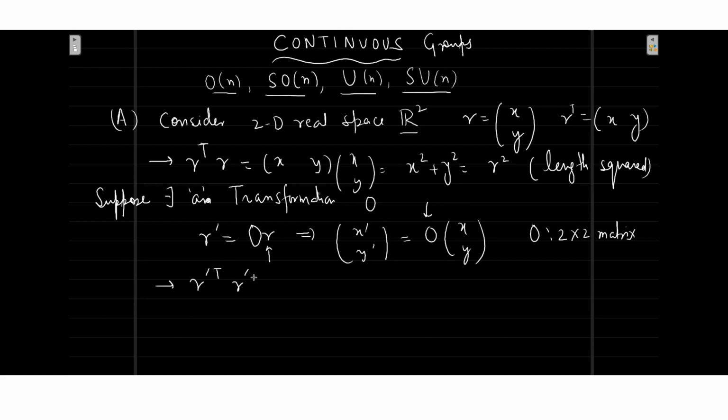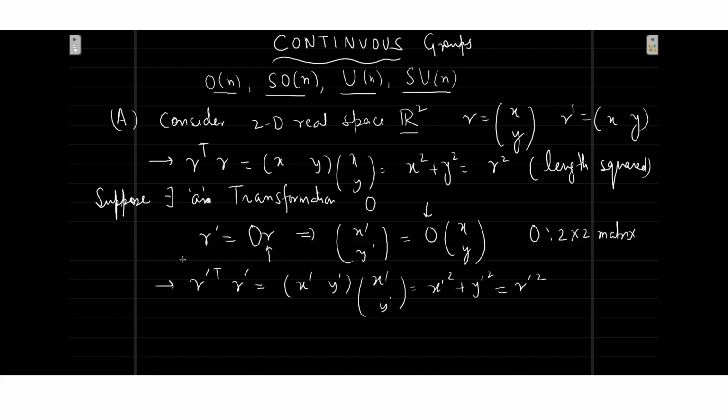So what will this be? Follow exactly the same thing: (x', y') times (x', y'). What will this be? x prime squared plus y prime squared, equal to r prime squared, right? Up to this point, my transformation just transforms.